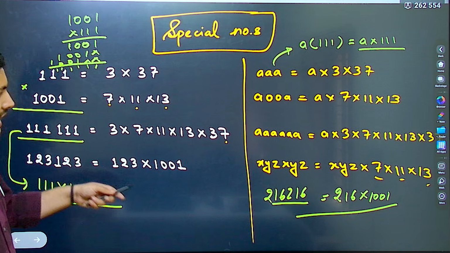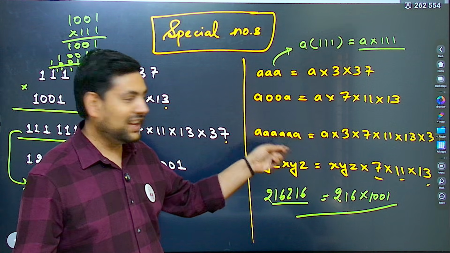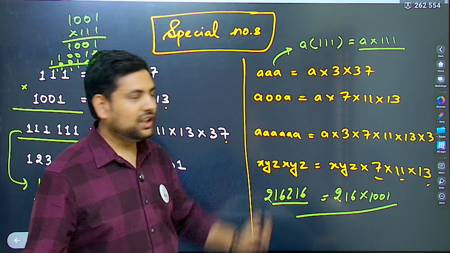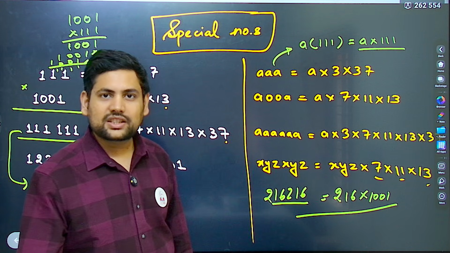Okay, XYZ, triple A double zero A, and triple A. What are the factors here?